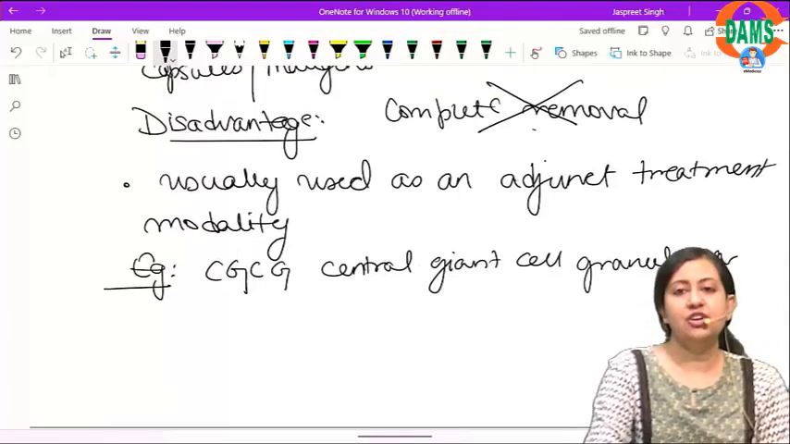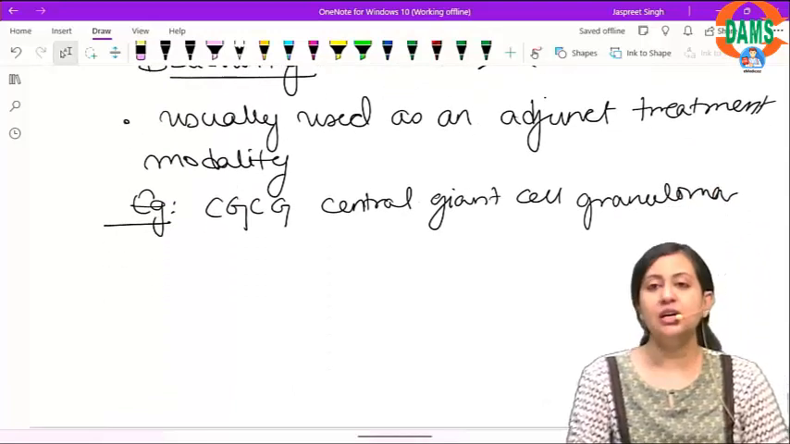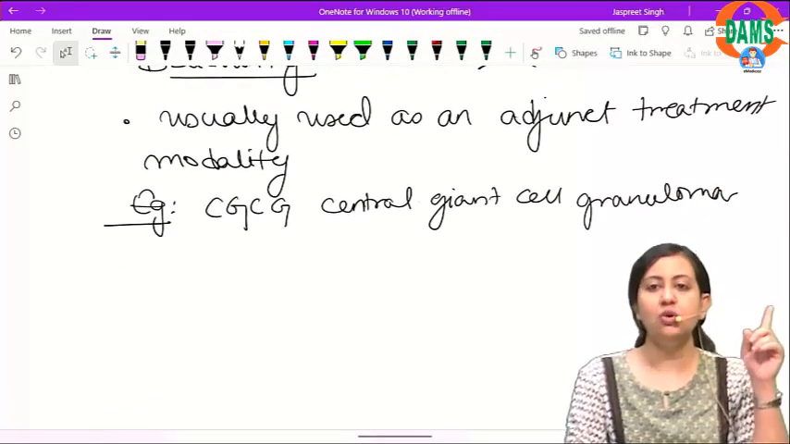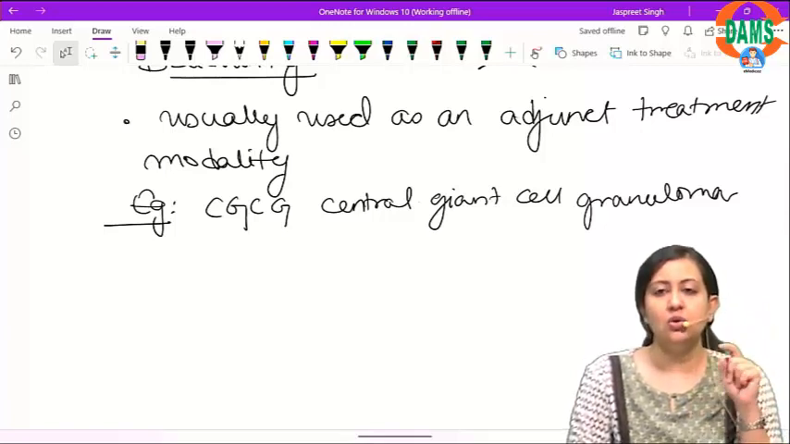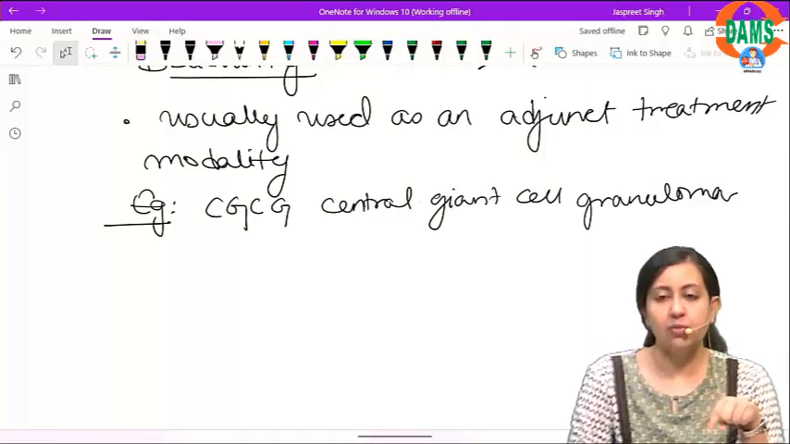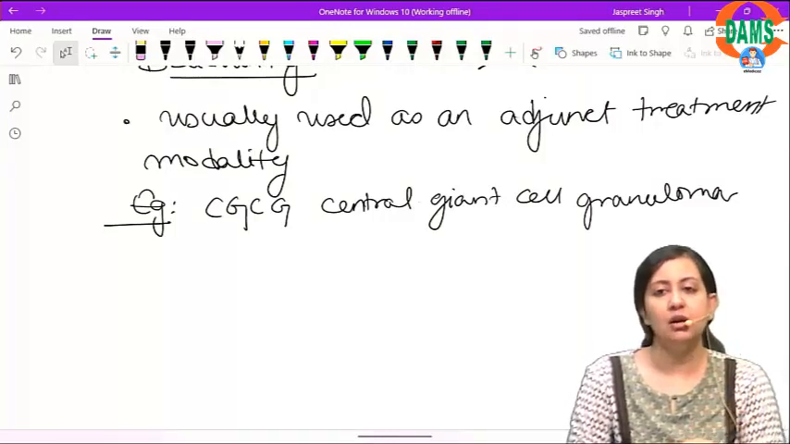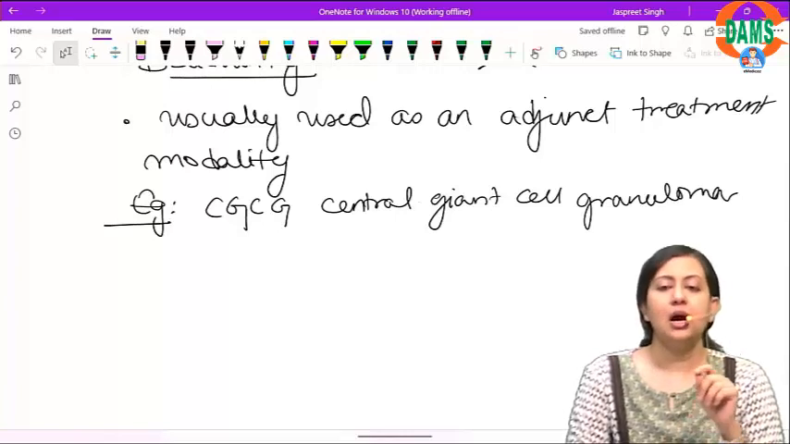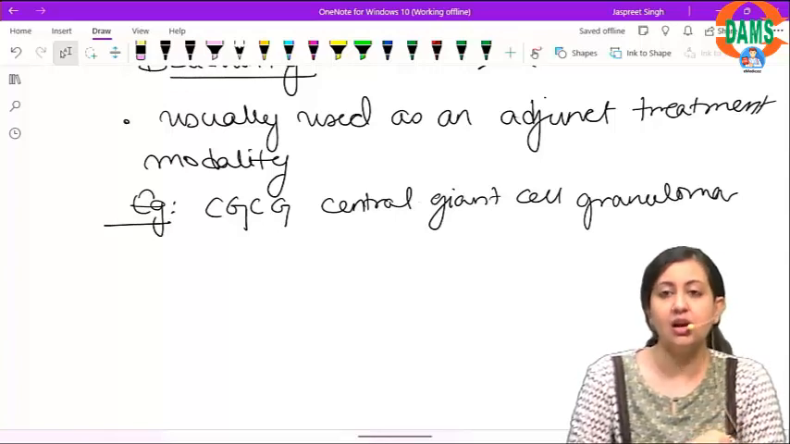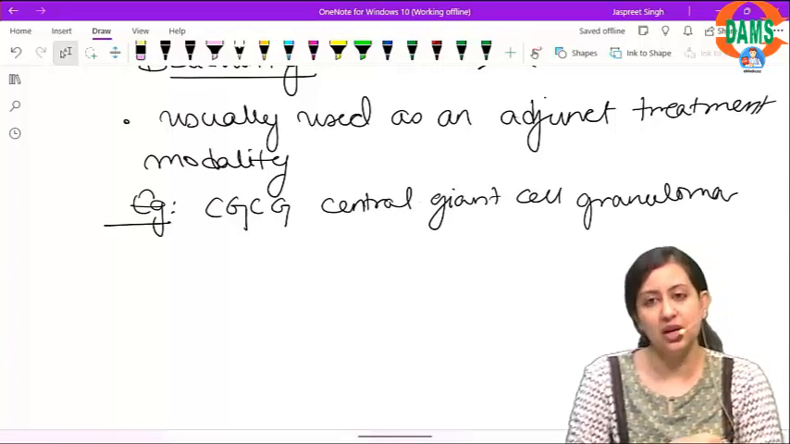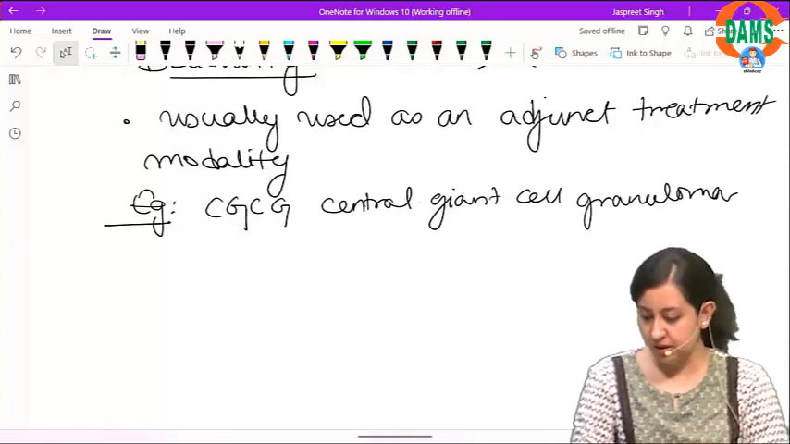Why is it an adjunct treatment modality? मैंने बताया था because it will decrease recurrence. So enucleation plus adjunctive treatment modalities हमने पढ़ा था. There we were using curettage with enucleation. So if this is used as an adjunctive treatment modality, then it definitely reduces recurrence, but अगर ये independently as a treatment modality use होता है, then there are high chances of recurrence due to incomplete removal. All right.